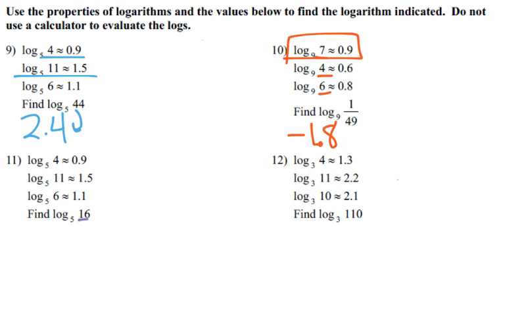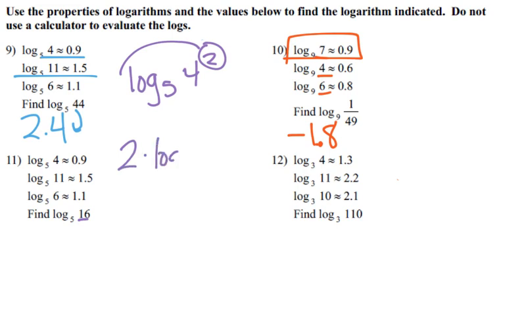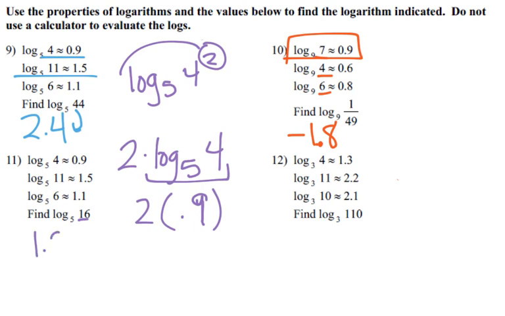Okay, so 16, that should be a fairly easy one. Log base 5 of 4 squared, right? So we bring that 2 down and get 2 times log base 5 of 4. Well, log base 5 of 4 is 0.9. 2 times 0.9 is 1.8.